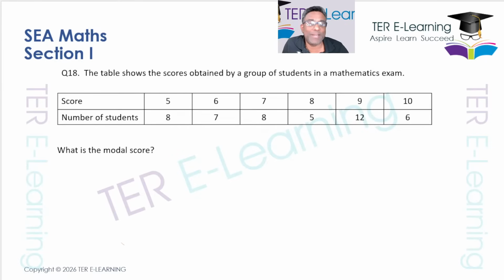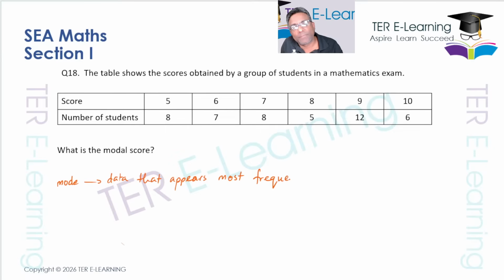All right, so let me explain this to you guys. First of all, I'm sure everybody in here knows what mode means. When it comes to statistics, mode is the data that appears most frequently. So the data that appears most frequently. And this is what I tell my Form 4 and my Form 5 students as well.